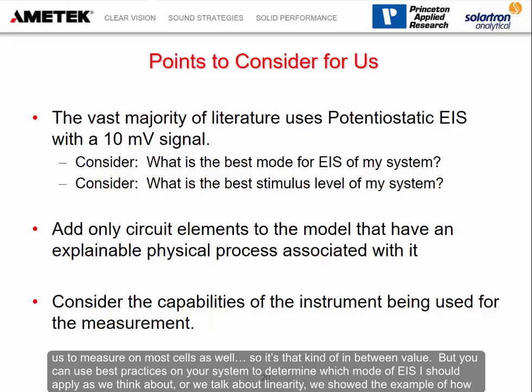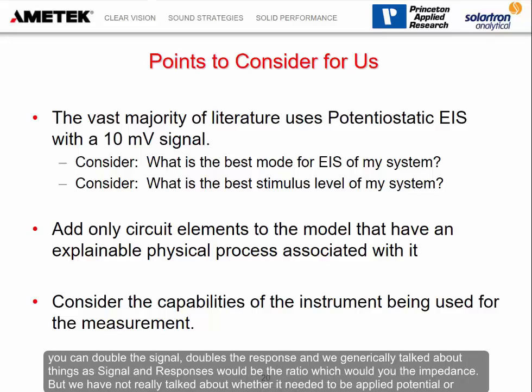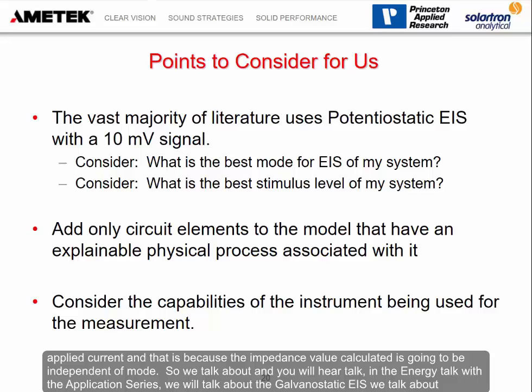But you can use best practices on your system to determine which mode of EIS to apply. When we talked about linearity, we showed the example of how you can double the signal and double the response, and we generically talked about signal and response being the ratio that gives you the impedance. But we did not really talk about whether it needed to be an applied potential or applied current. That's because the impedance value calculated is going to be independent of mode.